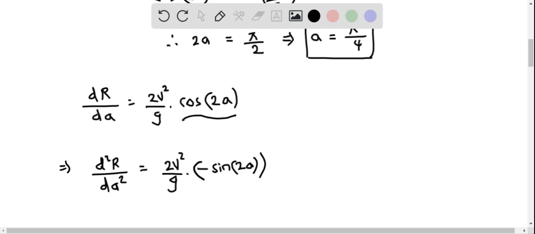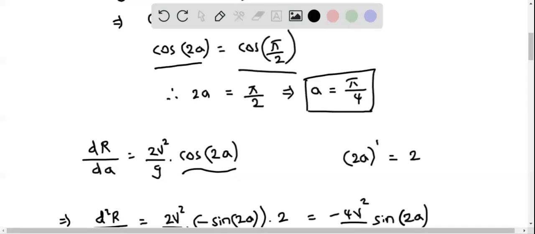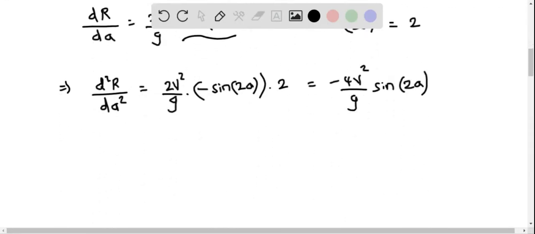And then applying the chain rule to find the derivative of 2a with respect to a, once again this will be 2. So we multiply by 2. So we can reduce this to, we have a negative and 2 times 2v squared. So this will be negative 4v squared divided by g, and then sine of 2a. Now we should plug this critical point into the second derivative and verify if it is positive or negative. That is d squared r divided by da2.